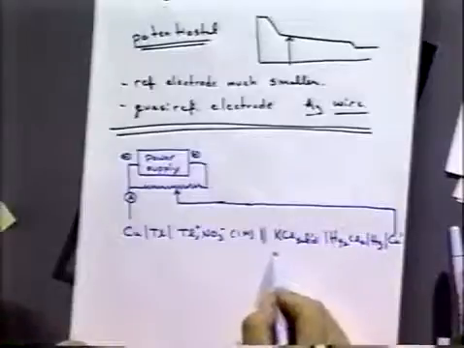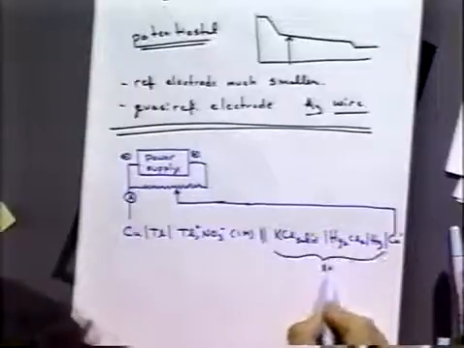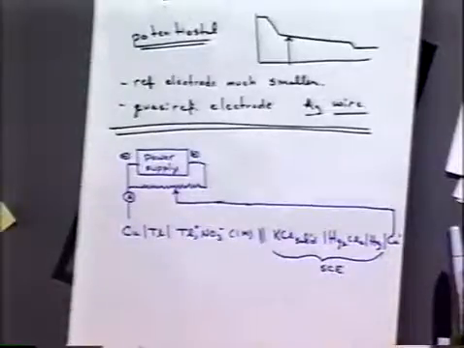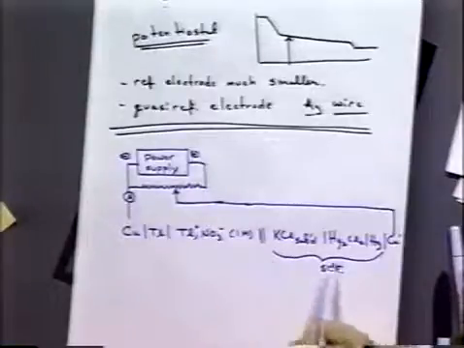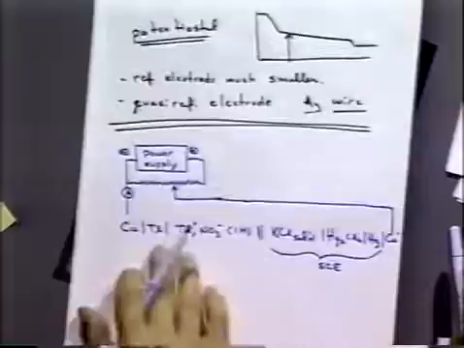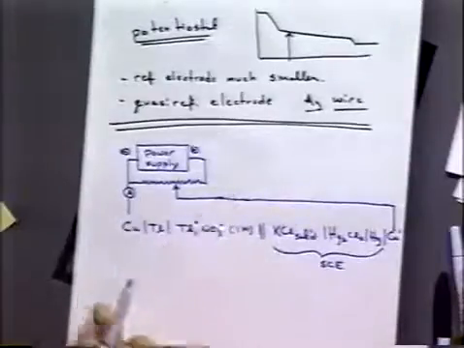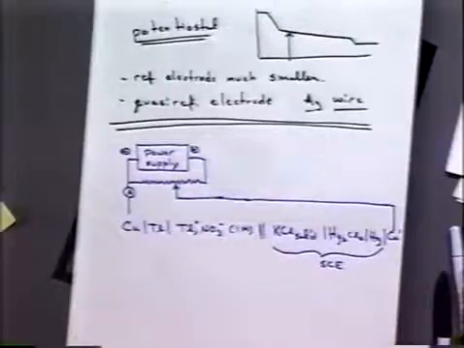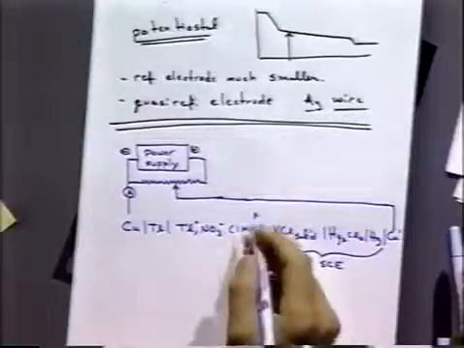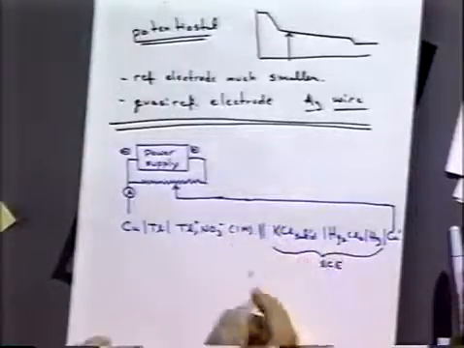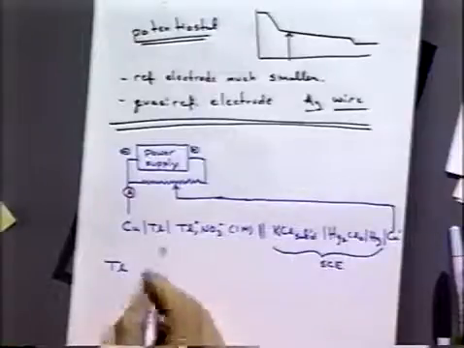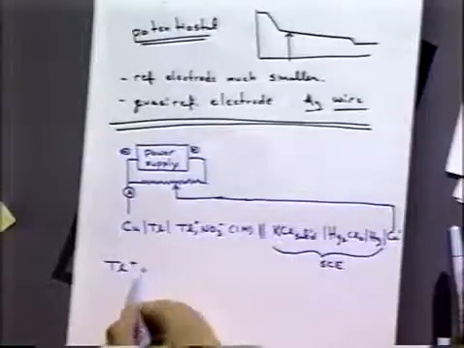So here's our SCE electrode. Often we can draw this out directly, but often we'll just abbreviate it as SCE. But just remember, we've got our SCE, and now we've got our electrode of interest, this thallium ion, which would be the system we're really interested in. We can actually calculate the potential of that system.